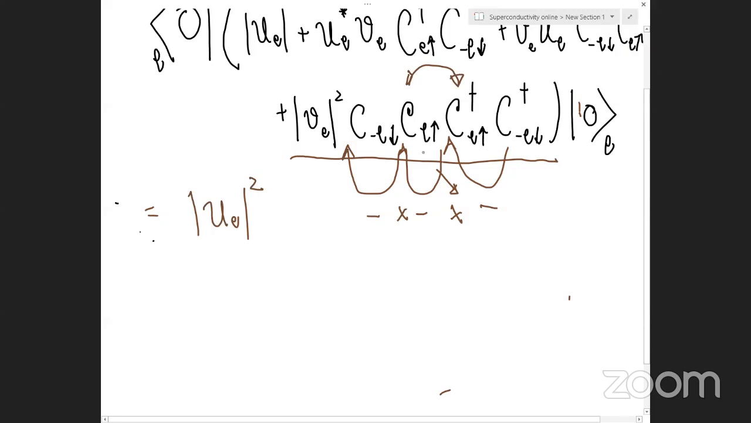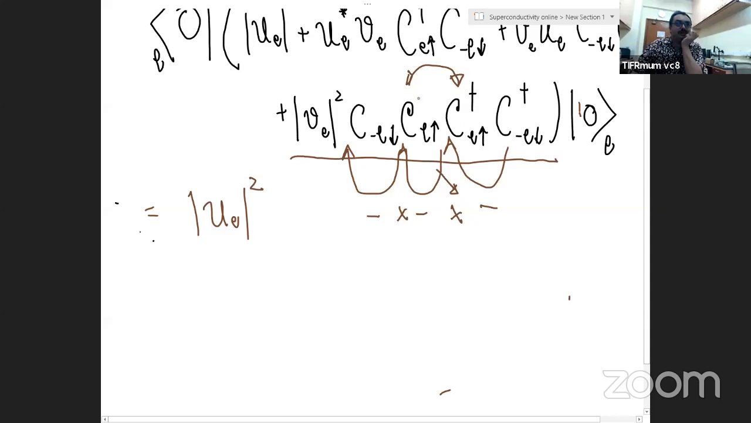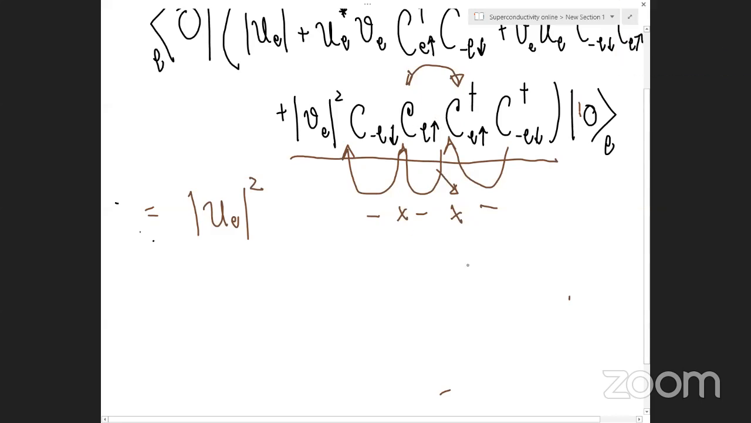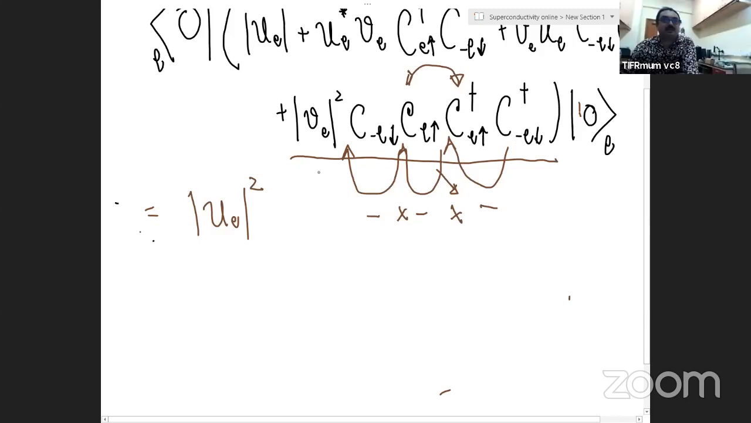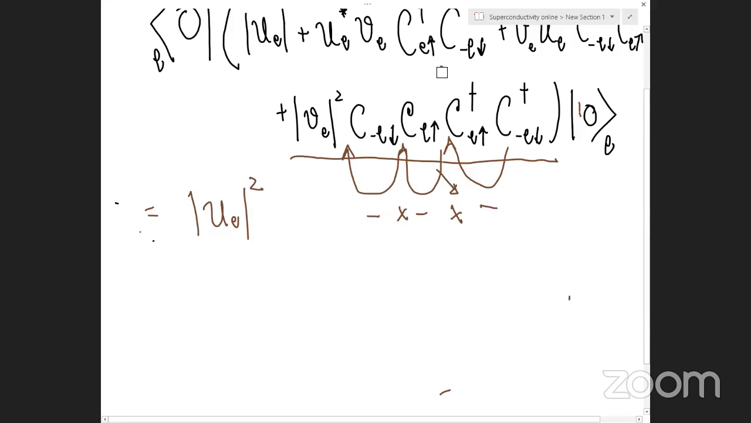Actually, I cannot interchange these two, because if I interchange these two, then I will have a 1 minus something. All right. So actually, one step that I said was wrong. So what we will get is, let me not interchange these two then. I don't interchange these.